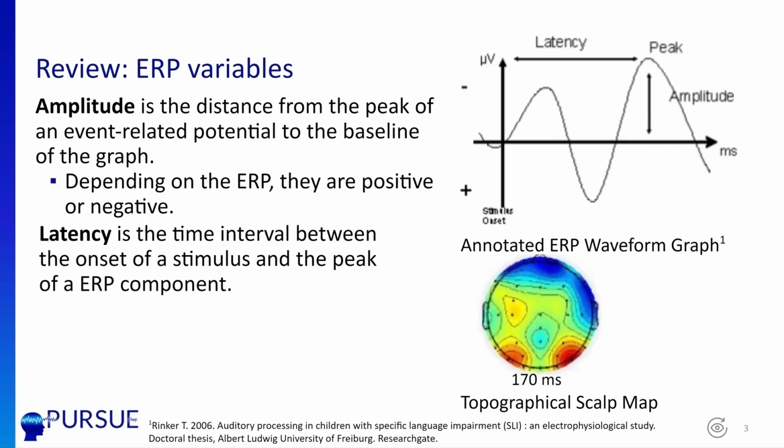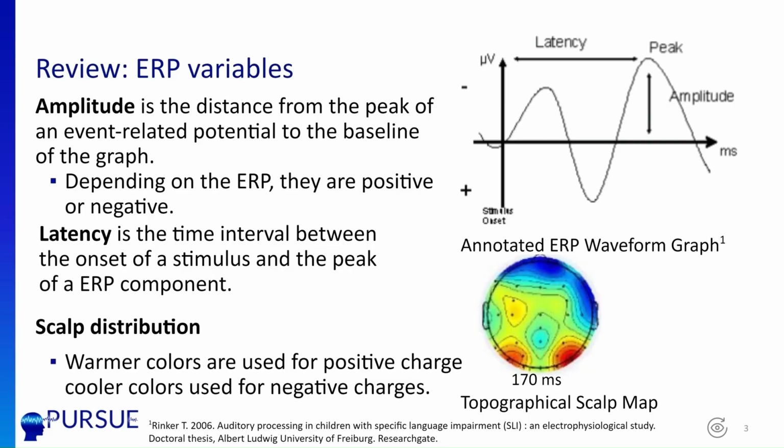One more important variable is scalp distributions of electrical potentials. Electrodes across the scalp will have varying voltages, and topographical maps, like the one on the slide, will show how these distributions look at only one point in time. In these maps, warmer colors are often used for positive charges, while cooler colors are used for negative charges.